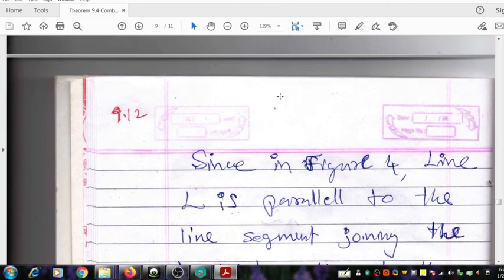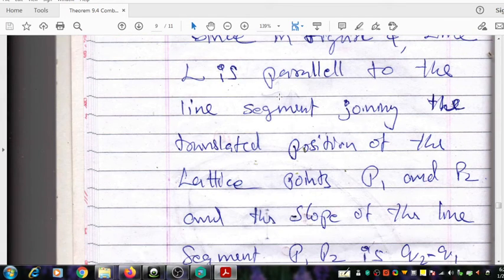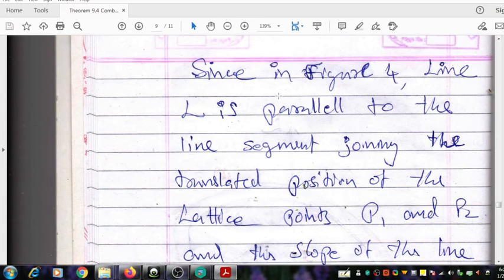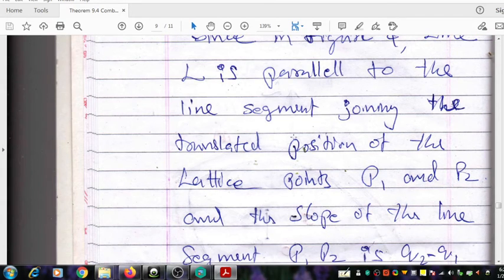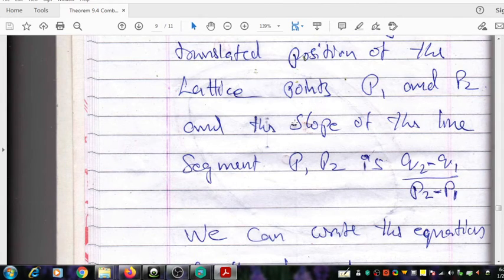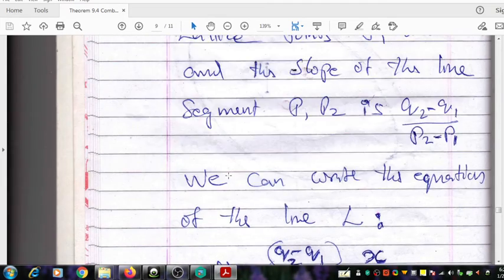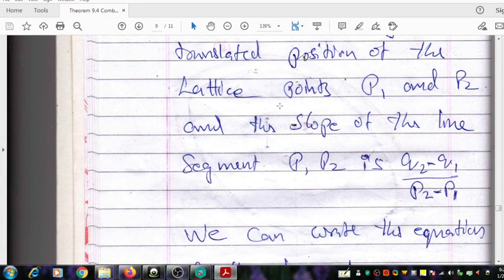So here in the figure 4, the line L is parallel to the line segment joining the translated positions of the lattice points P1 and P2. The slope of the line segment P1 P2 is Q2 minus Q1 divided by P2 minus P1, and therefore we can write the equation as the line L is parallel to the line segment P1 P2.